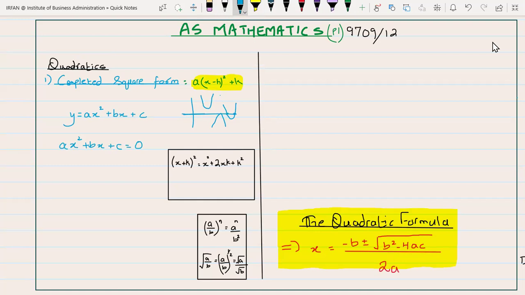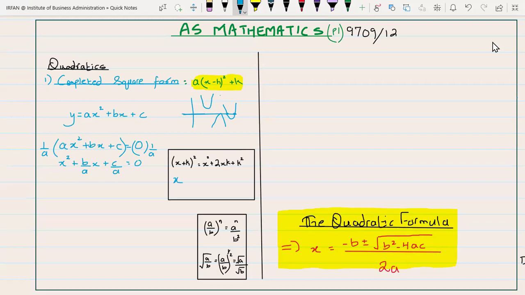First, we will divide this entire equation by a in order to isolate x squared from any non-one coefficient. So our equation may be rewritten as x squared plus b upon a x plus c upon a is equal to 0. Second, we know the expansion of x plus k whole squared is equal to x squared plus 2xk plus k squared.